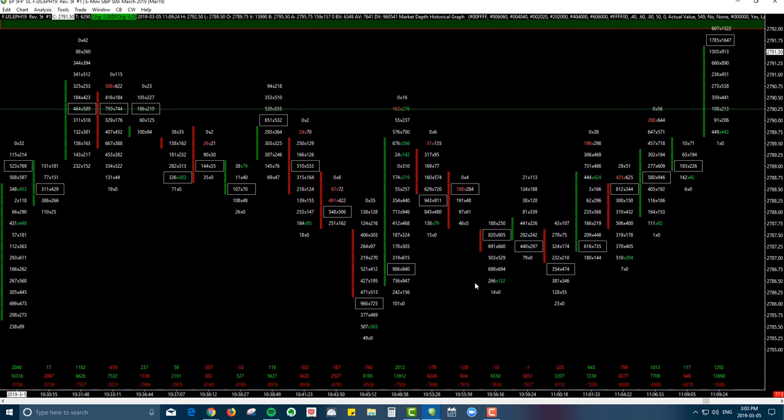In addition to that, what you'll see here are the actual bodies of the footprints. So on a green footprint, you have the open here. These 2 little levels that have no body, those are the wicks. So that's your low right down here. There's your open. Your close is right here, and your high is right at the top. Alternatively, on the downside here, you've got your open right here, your high right there, your low right down there, and there was your close. So that is essentially what a footprint chart consists of.